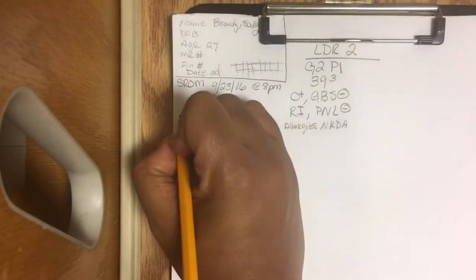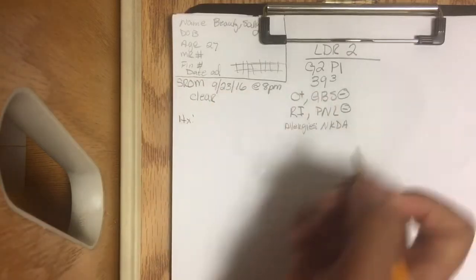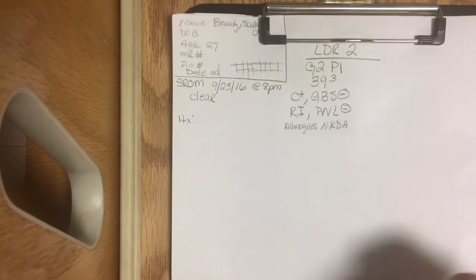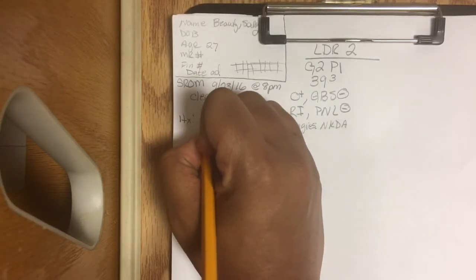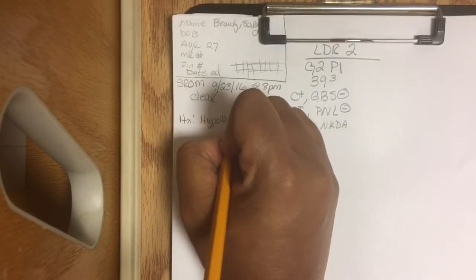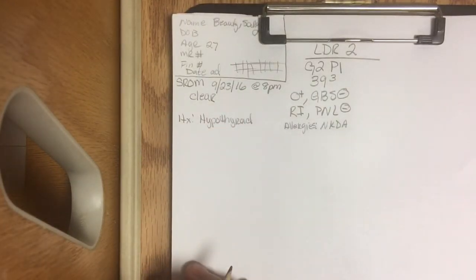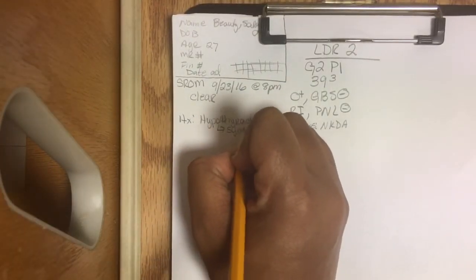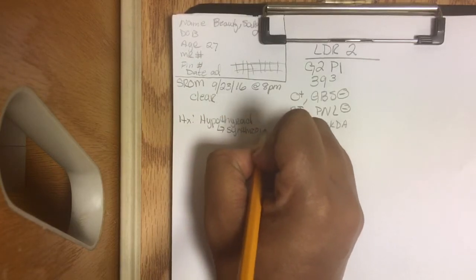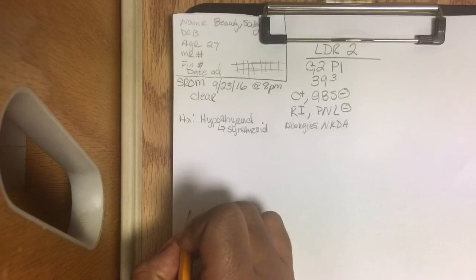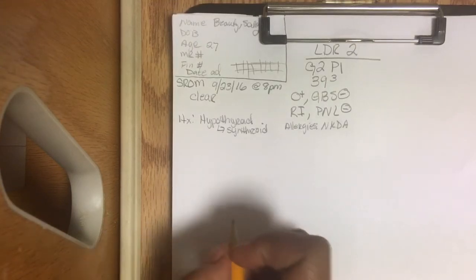Next, we need to know her medical history. Does she have any medical history? Anything that we need to know about? So let's say Miss Beauty has hypothyroidism. And is she taking any medication for that? Let's just say that's her only history.